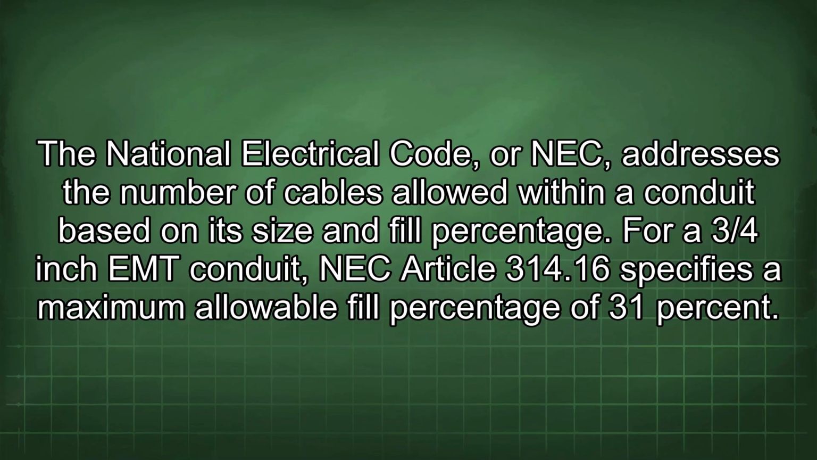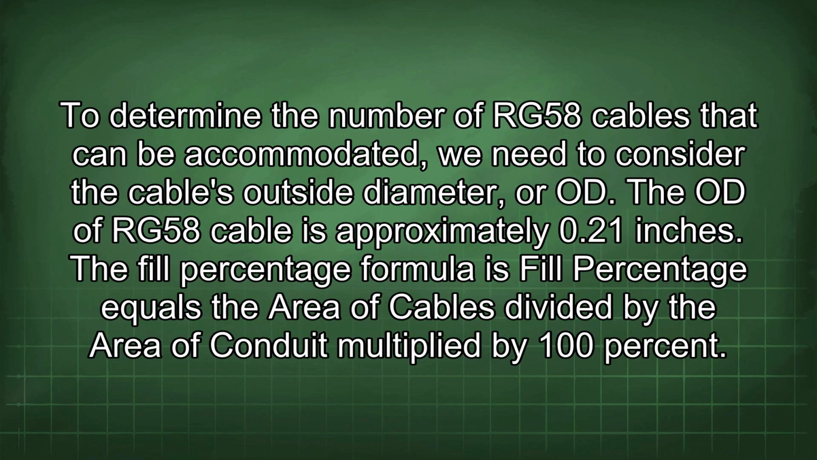The National Electrical Code, or NEC, addresses the number of cables allowed within a conduit based on its size and fill percentage. For a 3/4-inch EMT conduit, NEC Article 314.16 specifies a maximum allowable fill percentage of 31%. To determine the number of RG58 cables that can be accommodated, we need to consider the cable's outside diameter, or OD. The OD of RG58 cable is approximately 0.21 inches.